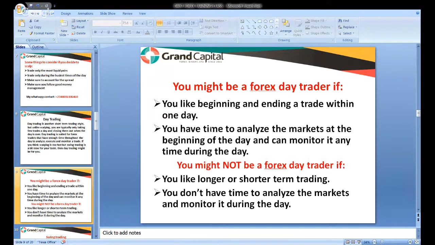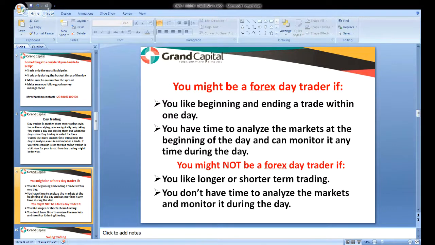Now, as I've said earlier, there are some trades that you may have wanted to trade as a day trade, but there are some reasons that will make that trade run and become a swing trade. So you might have time to analyze the market at the beginning of the day, which is in the morning, and can monitor it anytime during the day. So as a day trader, you'll be able to have time at the beginning of the trading day to analyze and to place a trade, and have time anytime during the day to also monitor the trade.